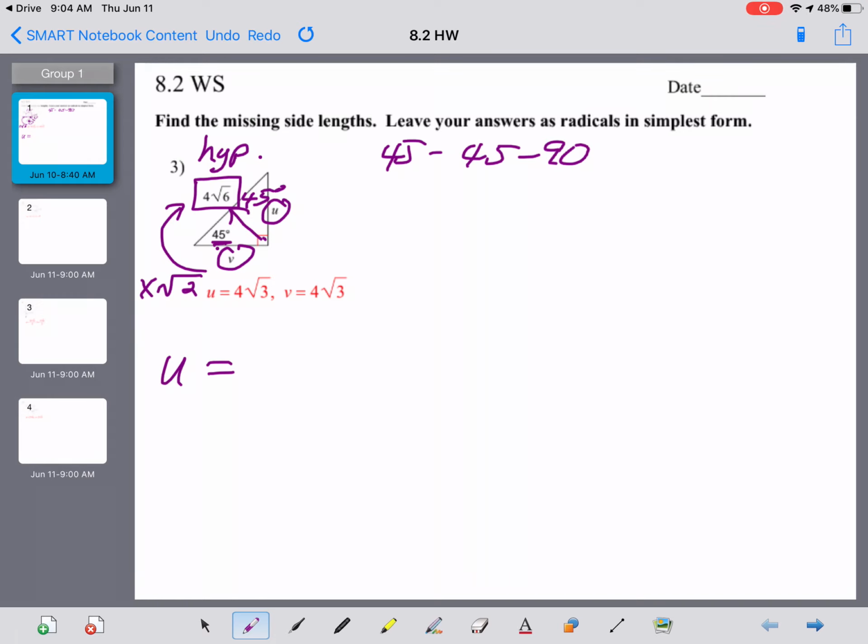So to find U, we take our hypotenuse, which is 4 times the square root of 6, and we divide that by the square root of 2. Now, in the only example like this that I showed you in our notes, this wasn't a root 6, this was a root 2. And if that happened, the root 2 and the root 2 just cancel each other out completely, and we're pretty much good to go. That didn't happen here because it's a root 6, so let me show you how to handle that.